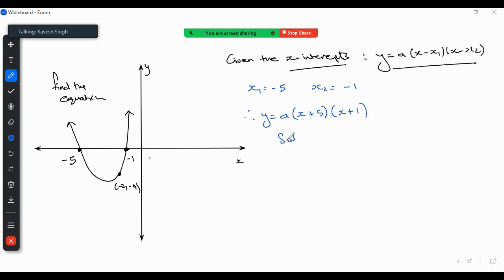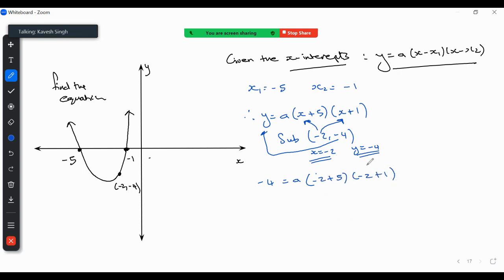And then I substitute the other point in. The other point is negative 2, negative 4. So x equals negative 2 and y equals negative 4. And I put that in there like that, making my y value equal to negative 4 at the same time. So negative 4 equals a, negative 2 plus 5, negative 2 plus 1, x you can see and y.